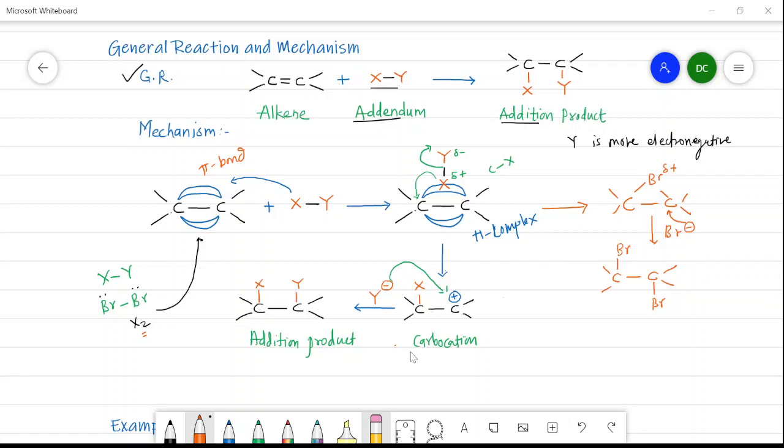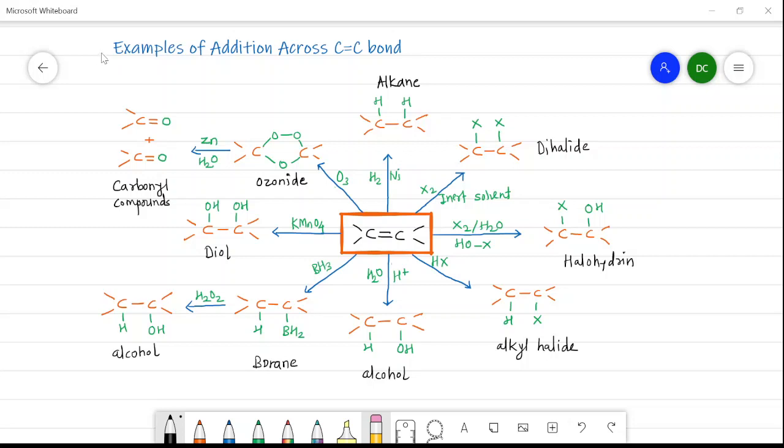In most of the cases, I will say, there is a formation of carbocation, and in case of halogen, there is a formation of halonium ion. Now we will see the general examples of electrophilic addition reaction. So from this diagram, you can see the different examples of addition across the carbon double bond carbon.